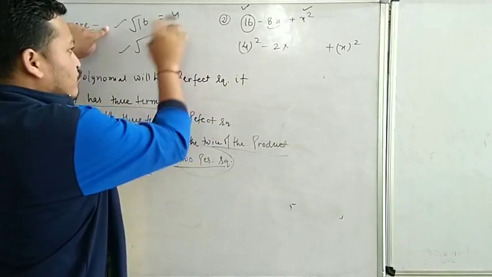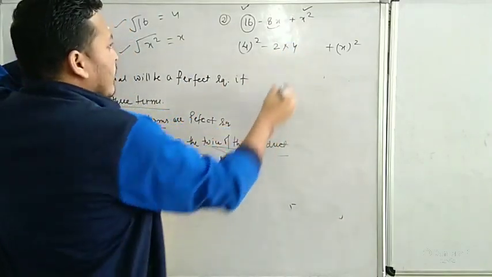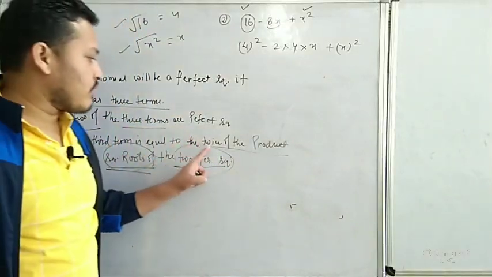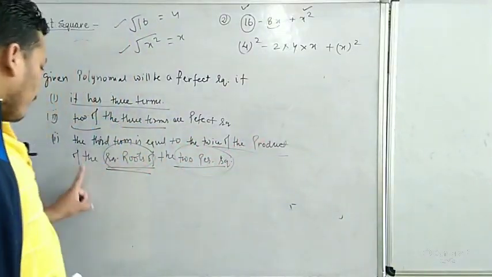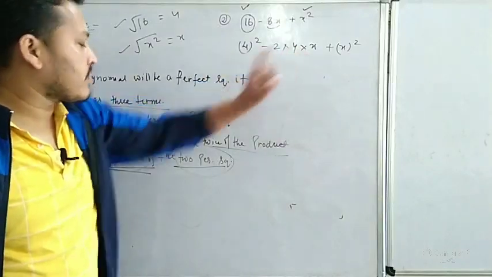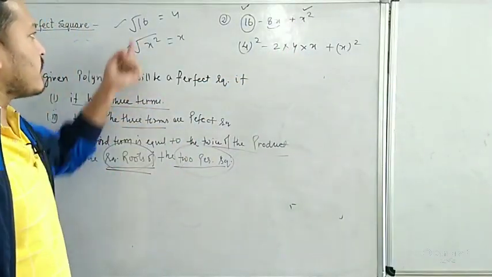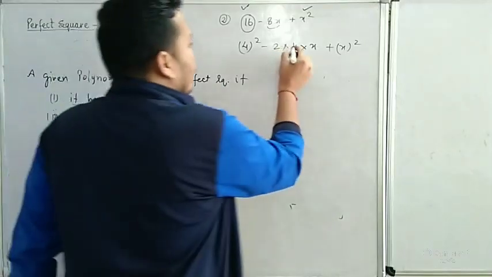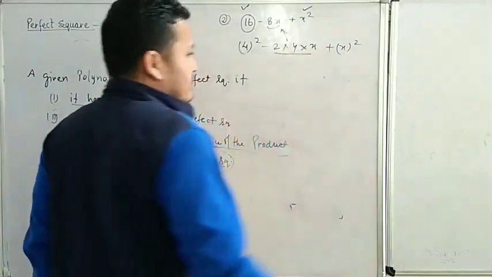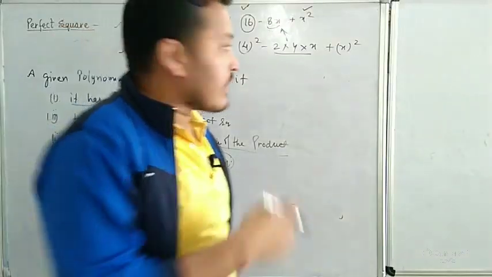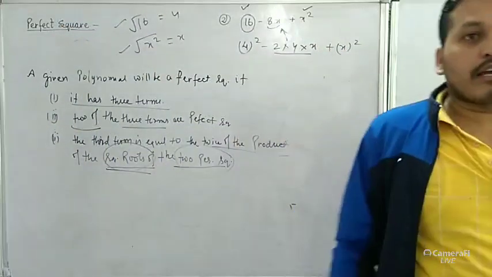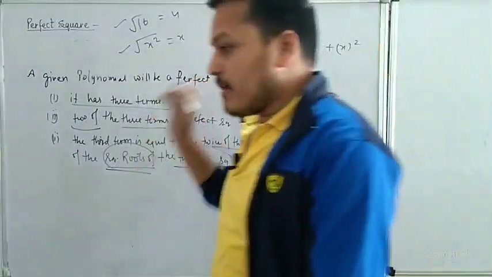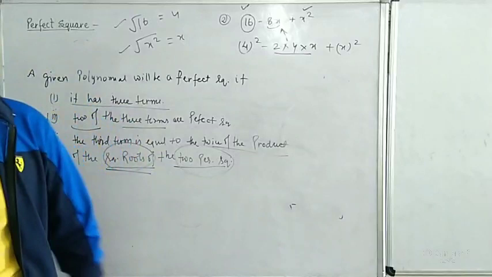तो पहले इनका square root निकालो. Square root is 4 and the second square root is x, and then the third term is equal to the twice of the product of the square root of two perfect squares, 16 और x square. तो देखो क्या बन रहा है? 4 2 is 8 into x, then it becomes the same 8x. तो it means the given algebraic expression satisfies all three conditions. So we can say that the given polynomial is a perfect square.